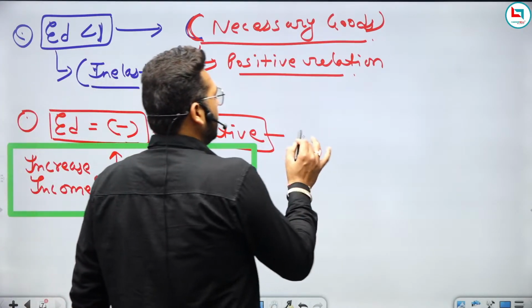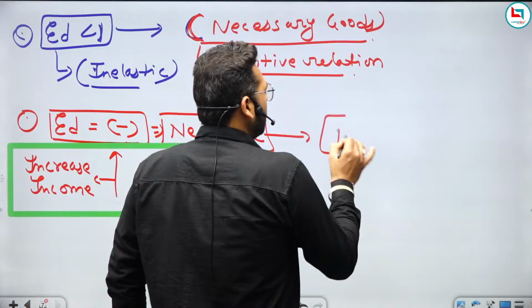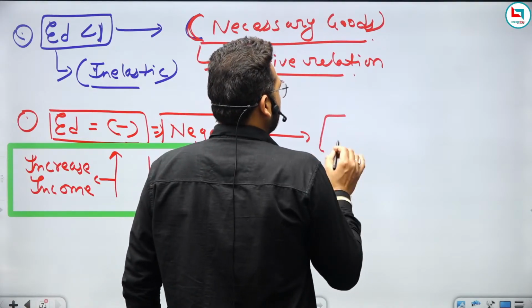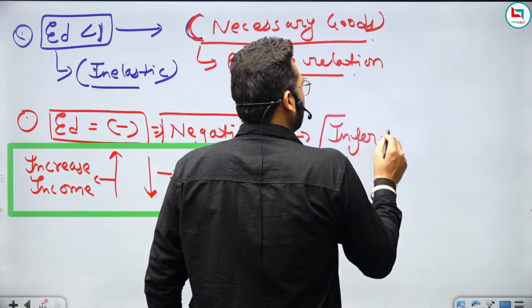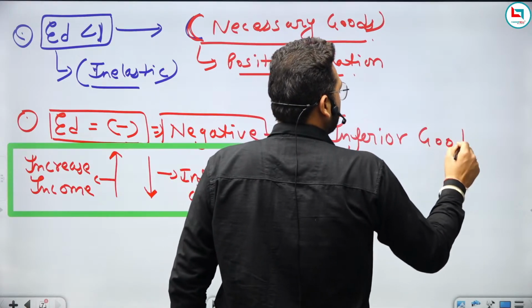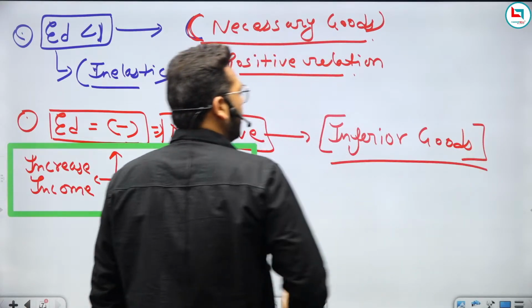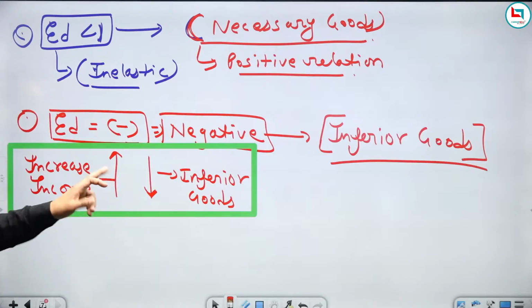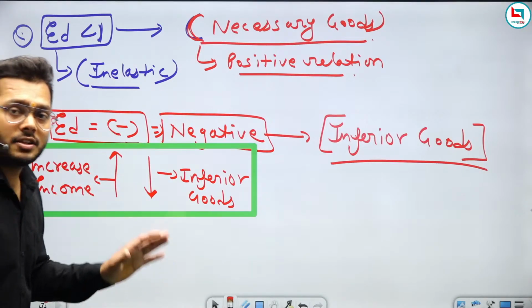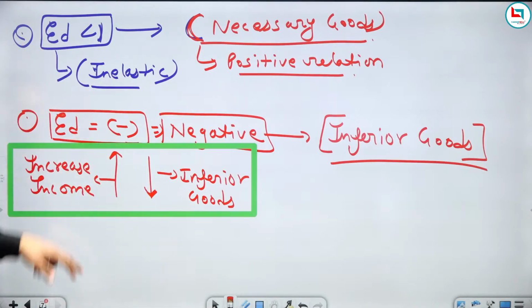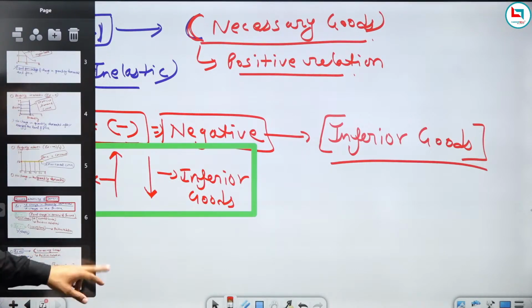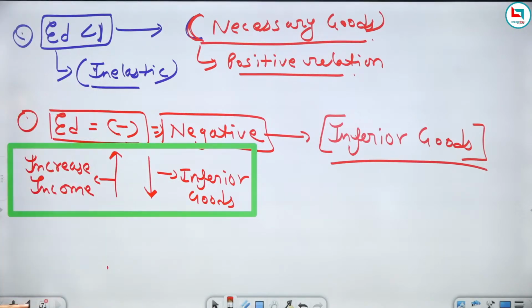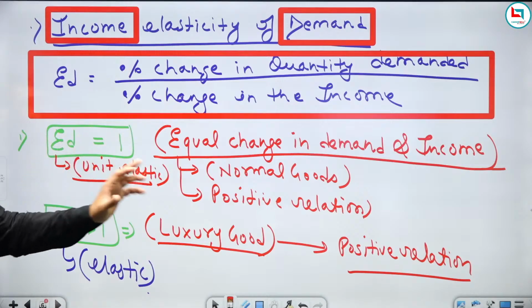So here we can say we are getting this situation in inferior goods. Just remember it, very important, because many questions have already been asked regarding this situation, right? So this is what we have discussed, income elasticity of demand.